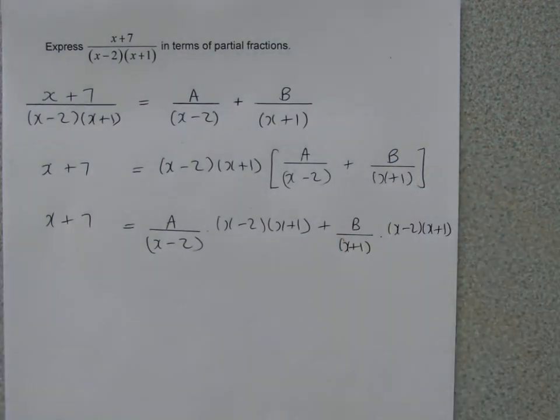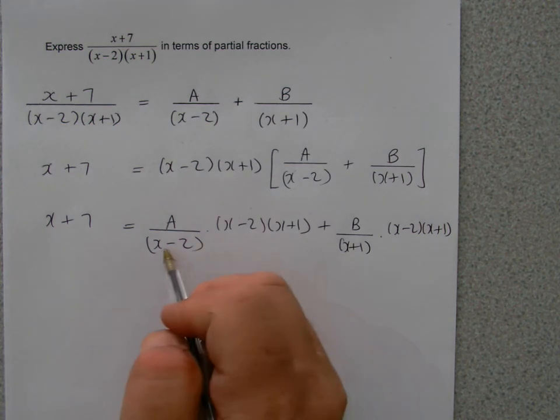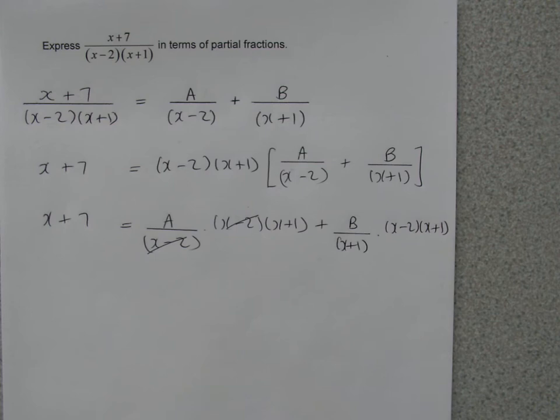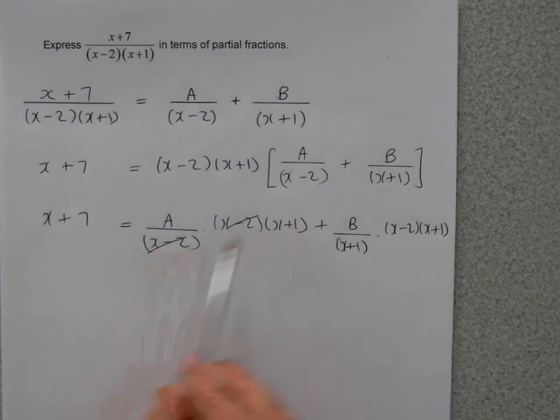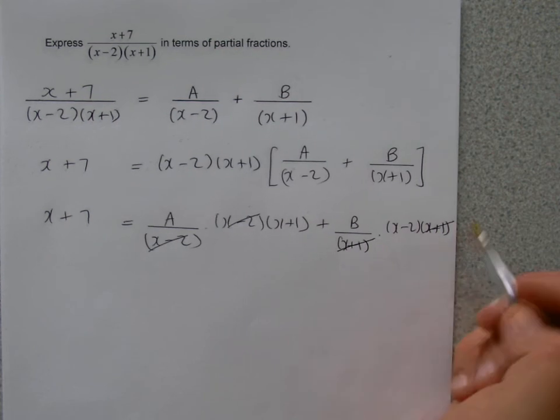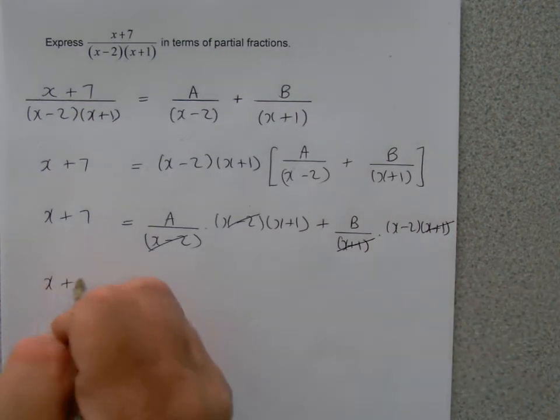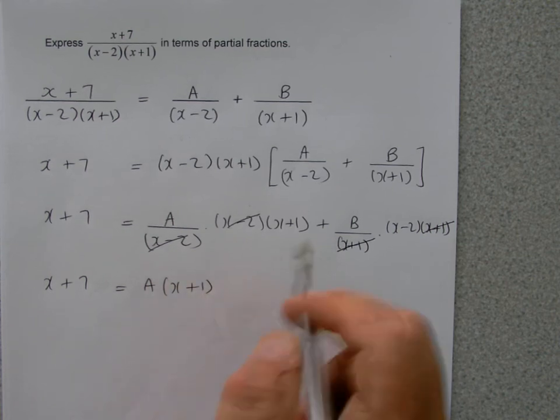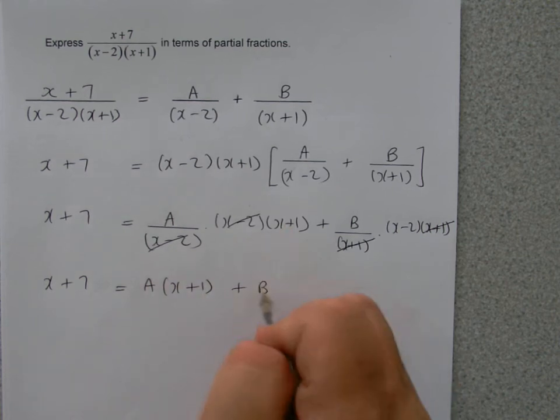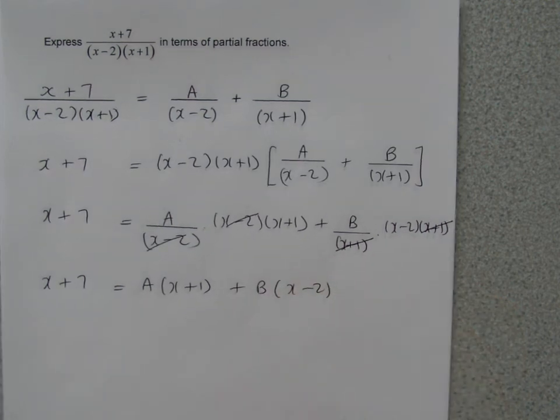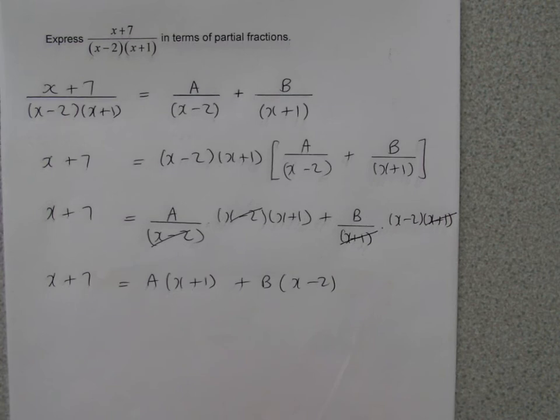Okay, what happens then is that these terms will cancel. So the x minus 2 here cancels with this x minus 2 here, because you've got this on top, this on bottom, so they cancel each other out. The x plus 1 here will cancel with that x plus 1, and you're left with x plus 7 equals a(x plus 1) plus b(x minus 2). So you're left with that there. So we've got a single line here which we can work with.